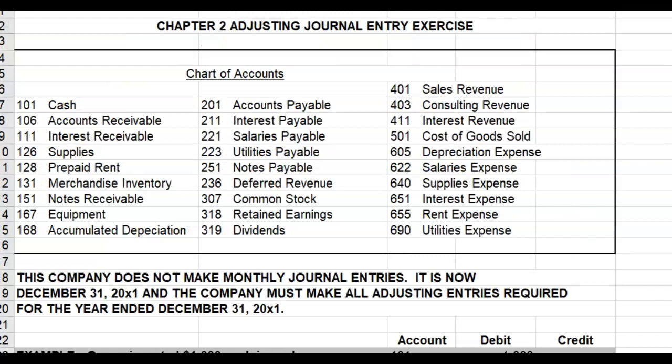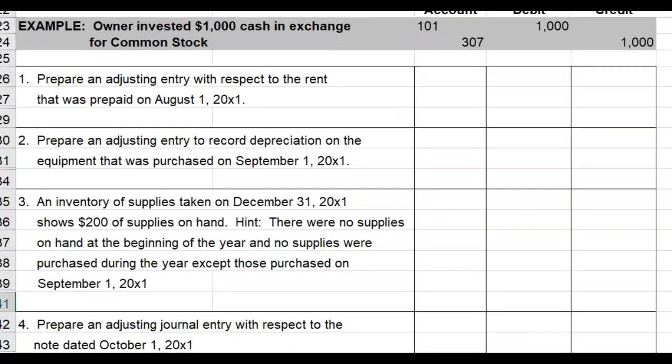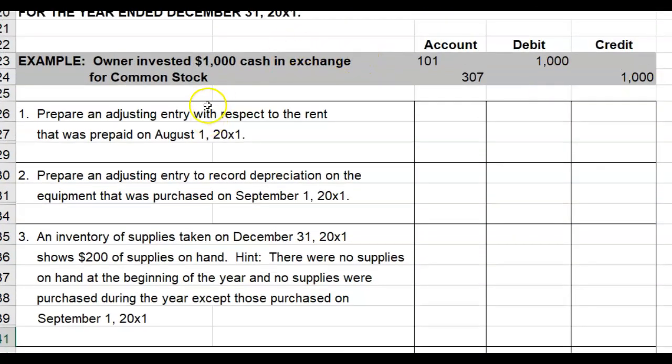On this worksheet, you're given the same chart of accounts that you had in the prior worksheet and the following instructions. This company does not make monthly journal entries. It is now December 31st, 20X1, and the company must make all adjusting entries required for the year ended December 31st, 20X1. We're going to follow the same procedure and skip writing the actual account titles and write the account numbers to be debited and credited instead.